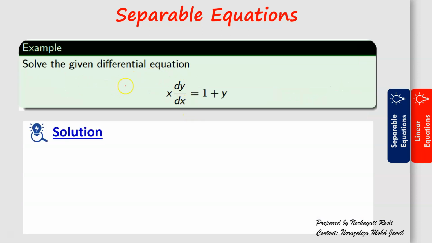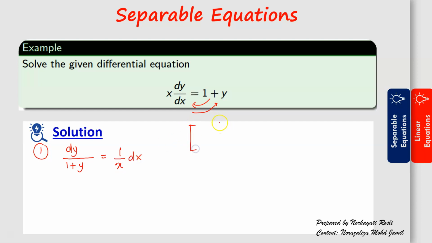And then class, try to solve this differential equation. Here we have x dy/dx equal to 1 plus y. In this case, I can write this differential equation as a separable equation. So my step number 1, I have dy divided by 1 plus y, we move to this side, and all x and dx we move to the other side. So I have dy divided by 1 plus y equal to 1 over x dx.